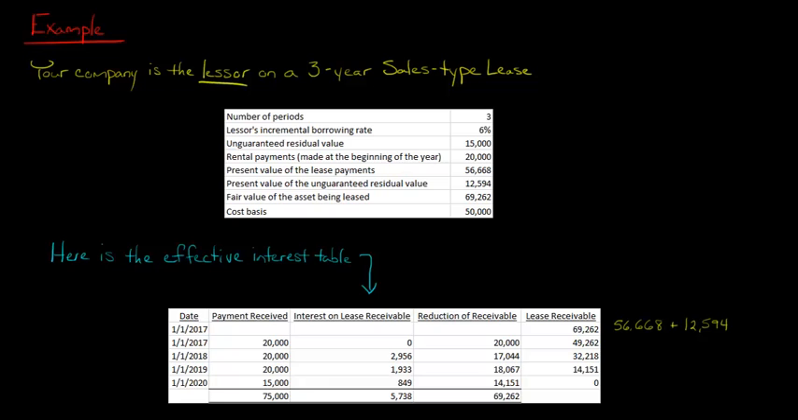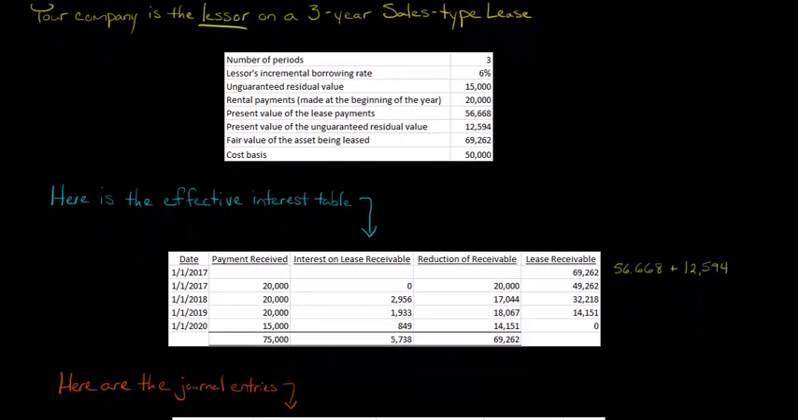Now, we assume that the final payment to you, so to speak, is $15,000. Whether the asset you actually get back at the end of the lease term is worth $15,000, that's an open question, and that's where we might have a gain or a loss.